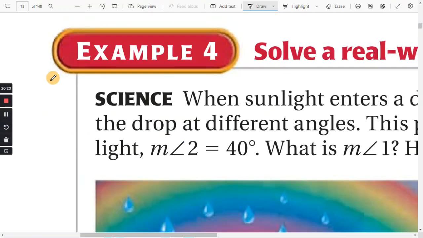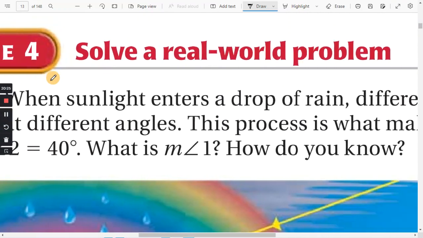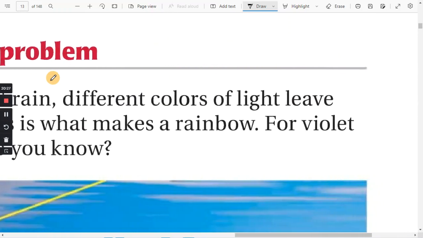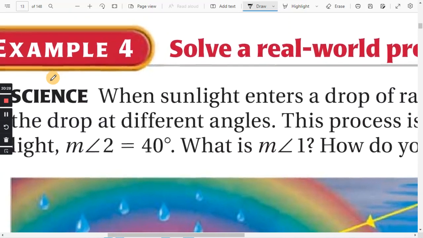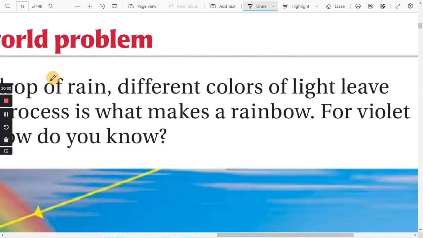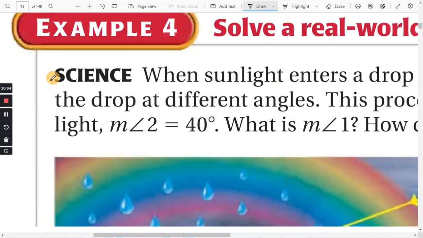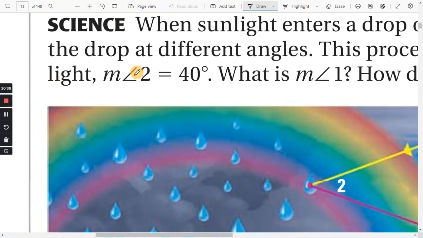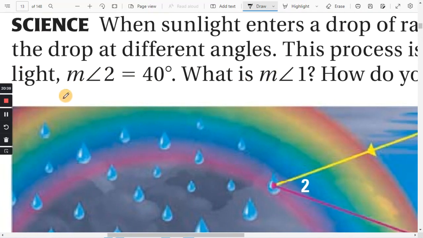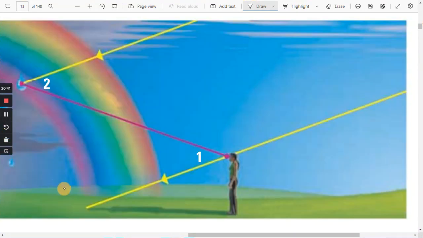All right, last one, example 4. When sunlight enters a drop of rain, different colors of light leave the drop at different angles. This process is what makes a rainbow. For violet light, the measure of angle 2 is 40. What is the measure of angle 1? Let's see. Okay, so here's the diagram. They said that the measure of angle 2 equals 40 degrees. And see if you can figure out the measure of angle 1, please.